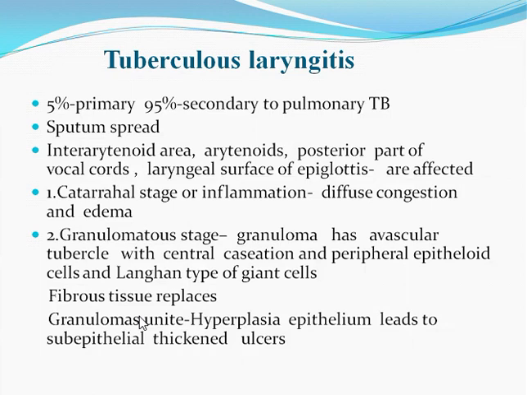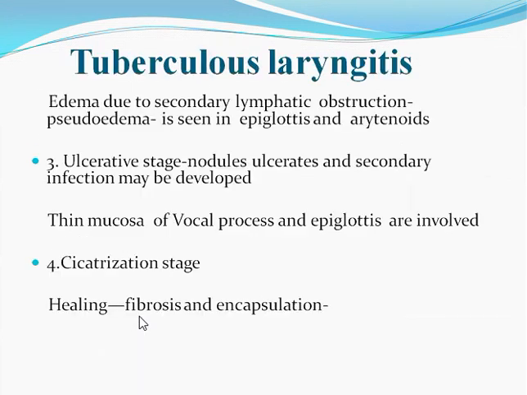Fibrous tissue slowly replaces. Granulomas unite together, then you find hyperplasia of the epithelium, which leads to subepithelial thickening, and a thickened, ulcer-like appearance you can see. Edema due to secondary lymphatic obstruction, what we call pseudoedema, is seen in the epiglottis and arytenoids.